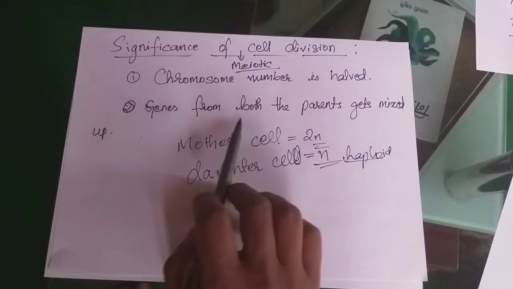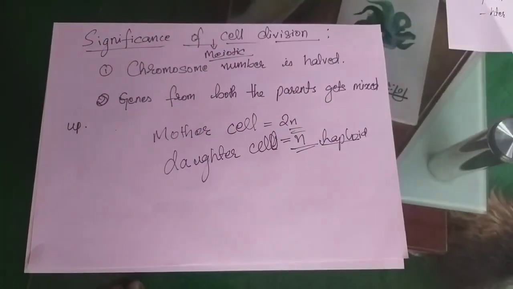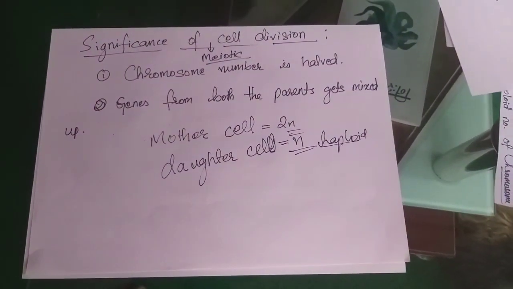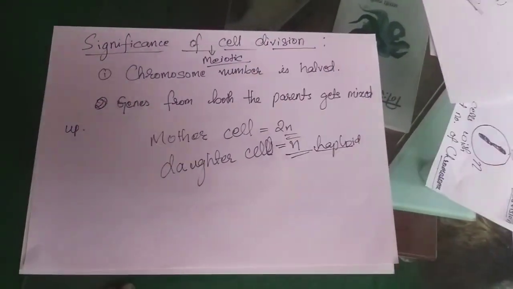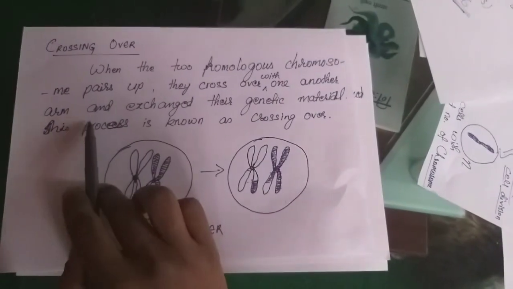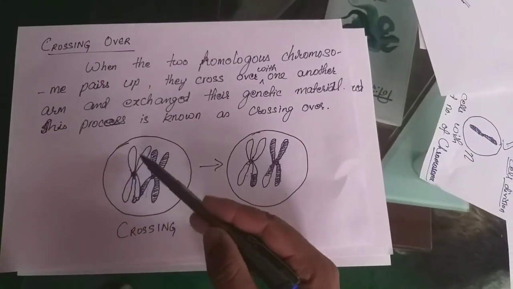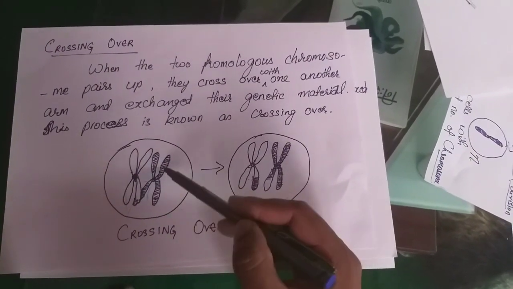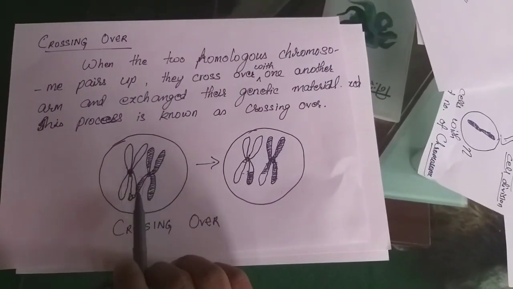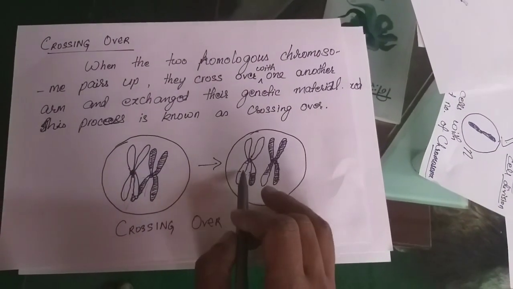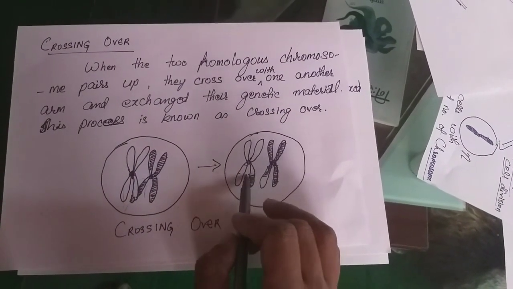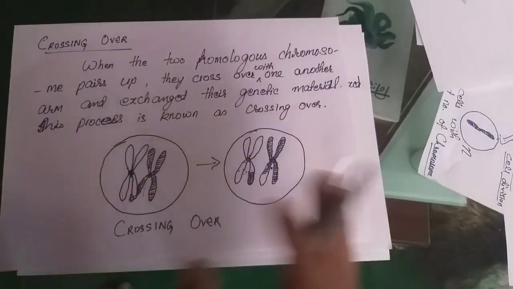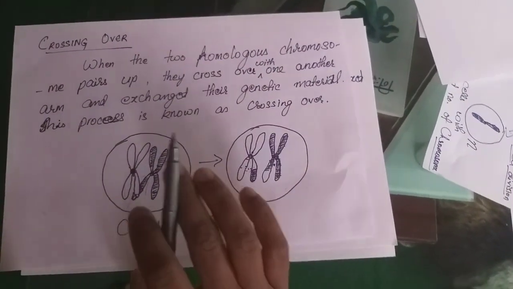Number 2, genes from both the parents get mixed. For this we need to come to a particular process, the second part of the first stage of meiosis, that is crossing over. Here you can see the parents, say this one is the mother and this one is the father. In crossing over, the exchange of genetic material from both the parents takes place.